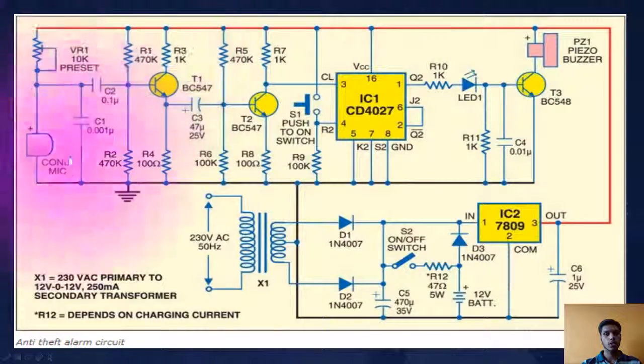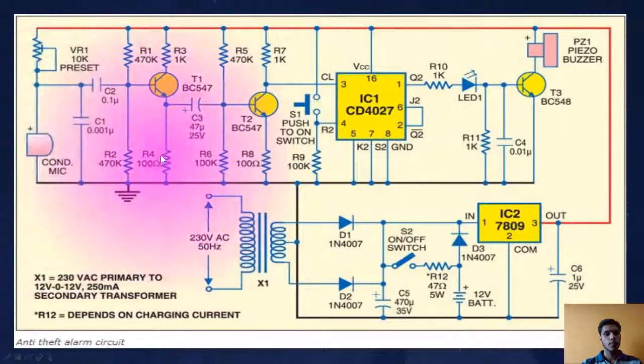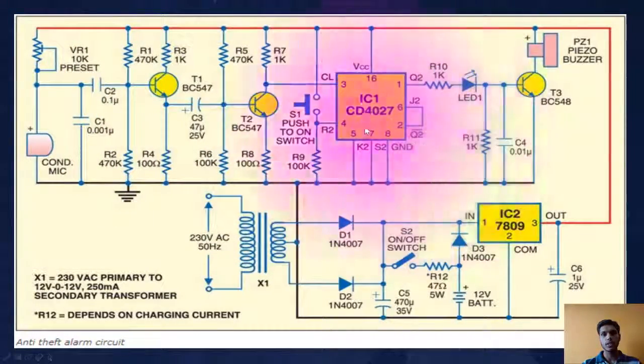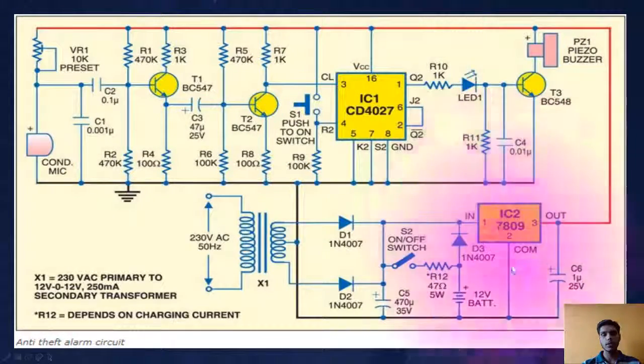So this was the brief explanation of the circuit diagram. This is the condenser mic. These are the transistors, that is T1 and T2. This is the IC comprising the flip-flops, there is the buzzer and LED, and this is the 9 volt power supply, that is the converter IC.